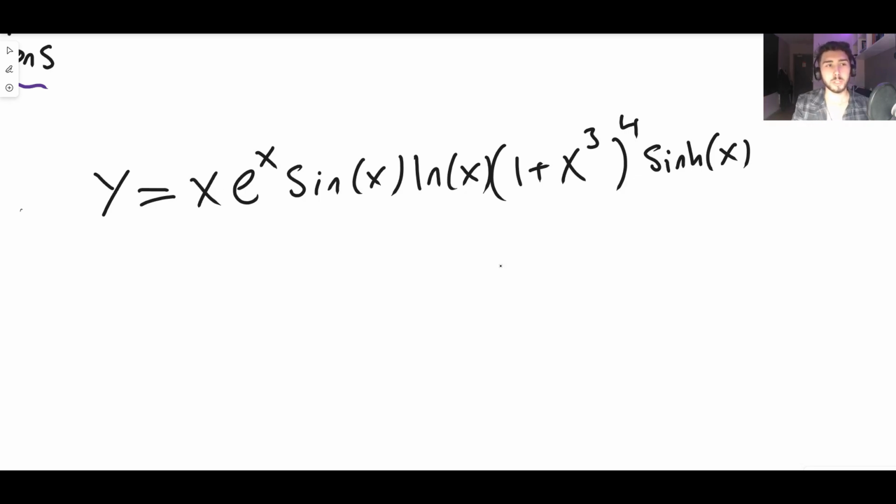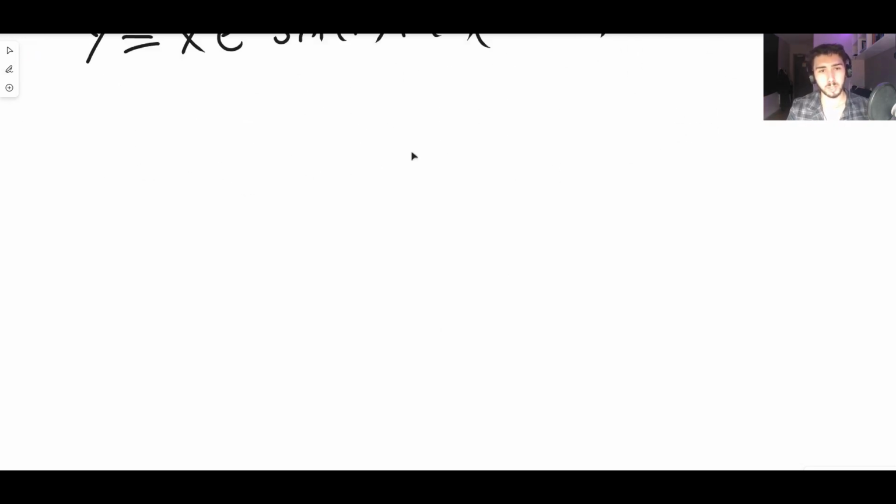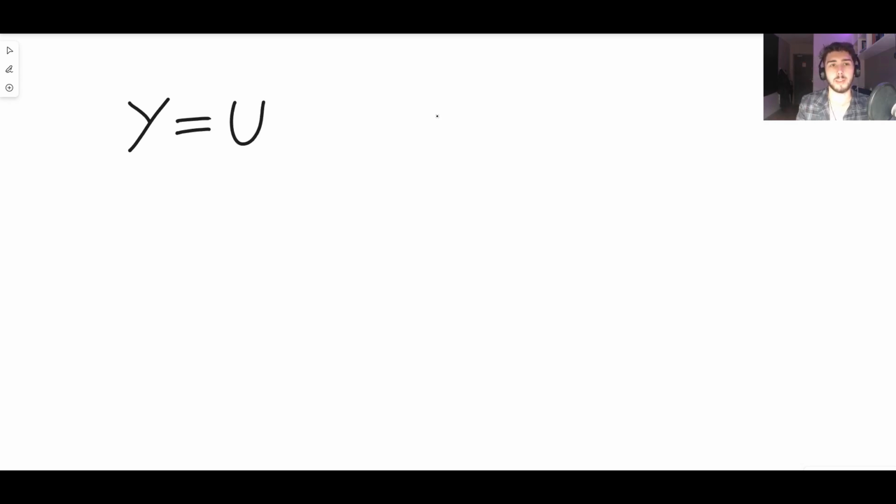So how do you do it though? How do you do it? Well, let's have a look at some formula. So imagine that we have y, and y is the product of 3 functions. y is equal to some function u, that's a function of x, multiplied by some function v, which is also a function of x, multiplied by another function, we'll say w.